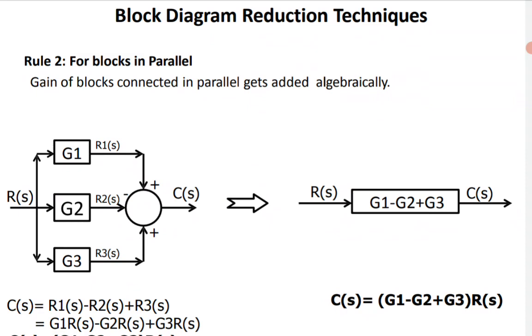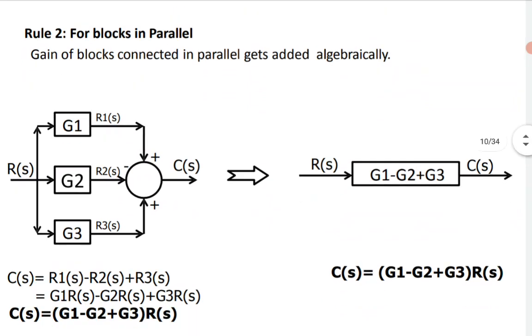When I eliminate the parallel paths at a time, it generates G1 minus G2, since G2 is connected with the negative sign, so G1 minus G2 plus G3, and that generates C of S. So C of S is G1 minus G2 plus G3 whole into R of S. Obviously that result matches the left hand side result.